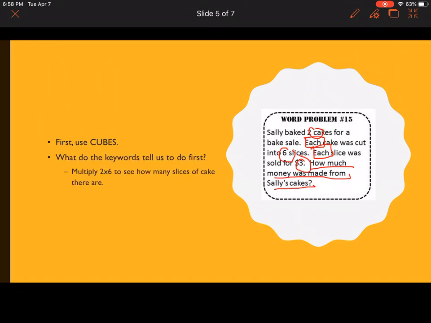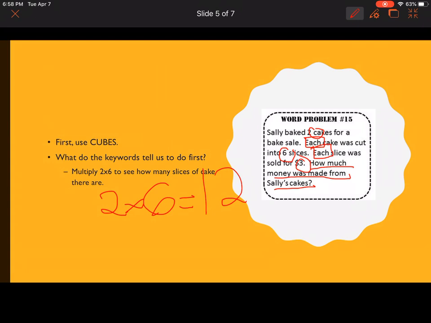Okay, so the keywords first tell us that we should multiply 2 and 6 because we first need to figure out how many slices of cake Sally made. All right, so let's do 2 times 6. And from our multiplication challenge, I should know what that answer is, or I can count by 6 2 times, or I can use one of my strategies. But either way, my answer is 12. Okay, so Sally has made 12 slices of cake.